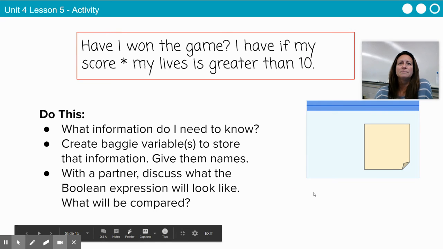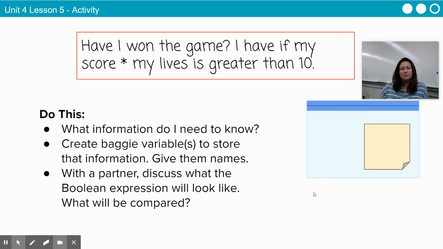Here's another decision that needs to be made. Have I won the game? I'm not sure if I've won the game I'm playing. I've won the game if my score times my lives is greater than 10. I guess that's the rules of this game. So what information do I need to know? We will make a variable for that.